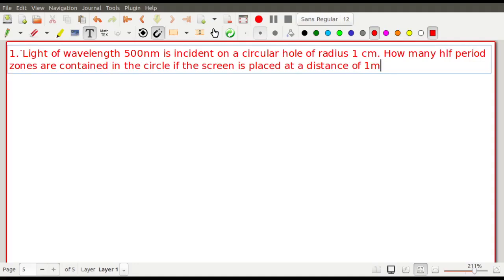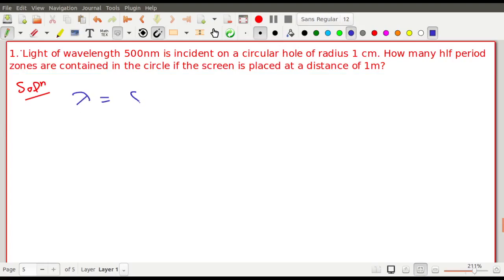So how many half period zones will be formed there? How many half period zones are there within that wavefront? This would be an interesting problem, let's see what I get from it. So, light of wavelength 500, solution. Let me write the given parameters first, so be clear about what is given.